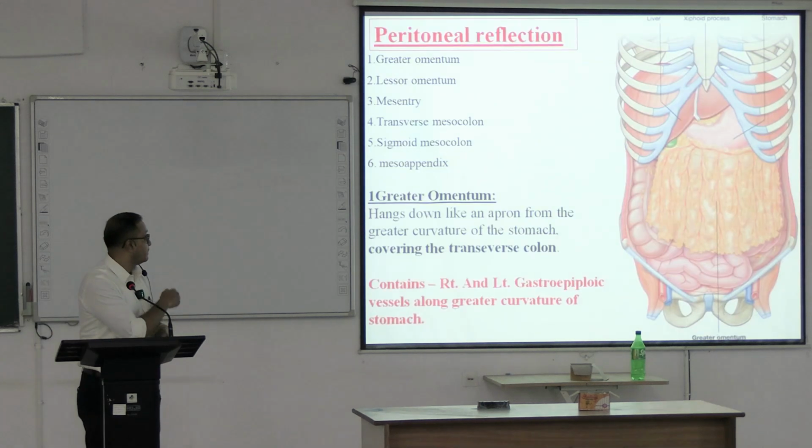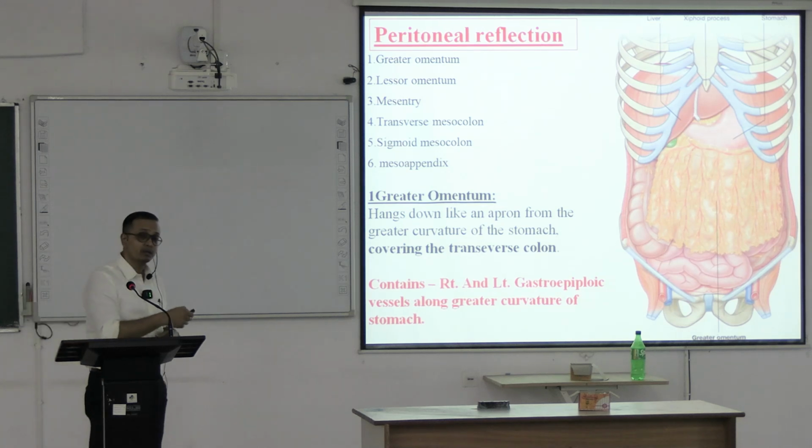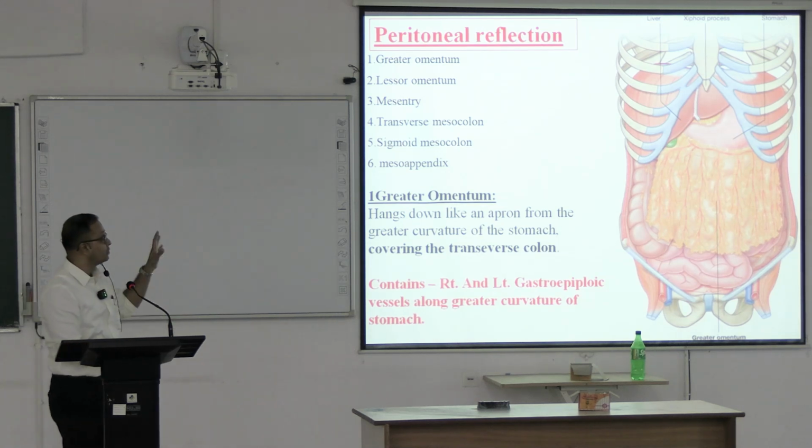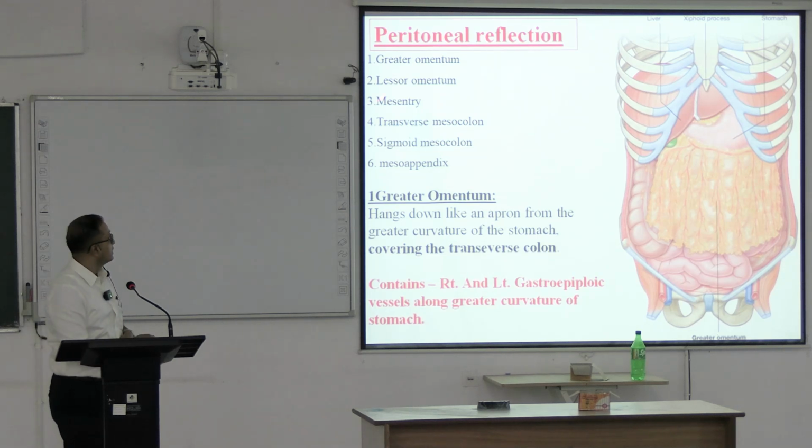So, we started with the peritoneal reflections. There are so many peritoneal reflections, so you have to know the different ones. Individual peritoneal reflections could be your exam questions, asking you to narrate the different reflections and their importance. There are several peritoneal reflections. We started with the greater omentum, lesser omentum, mesentery, transverse mesocolon, sigmoid mesocolon and mesoappendix.